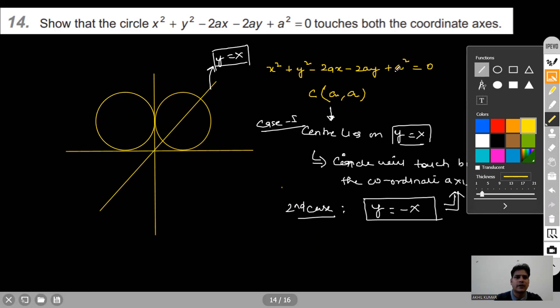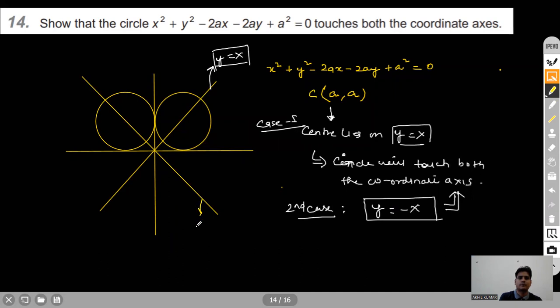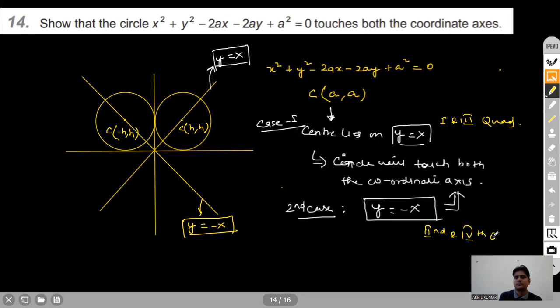Let me draw the line y equal to minus x. So this line is basically y equal to minus x. Here the center of the circle will be h comma h, and what will be the center of the circle in this case? The center of the circle here will be minus h comma h. Similarly, in the third quadrant also. This case is for the first and third quadrant, and this will be for the second and fourth quadrant. Okay.